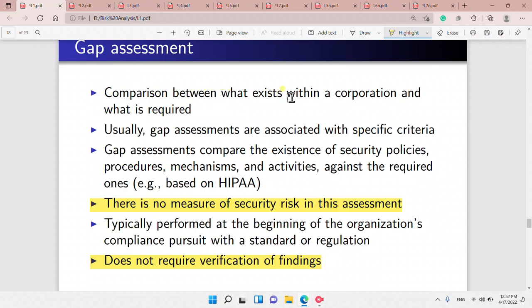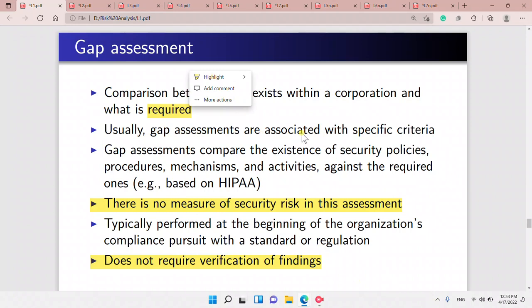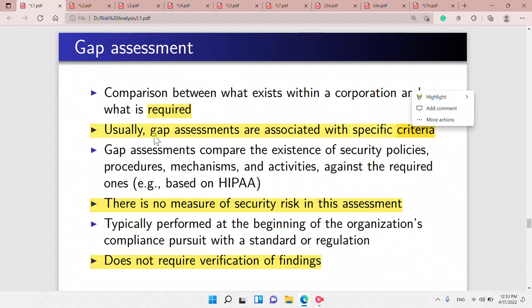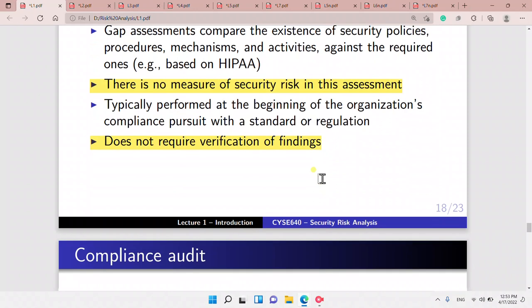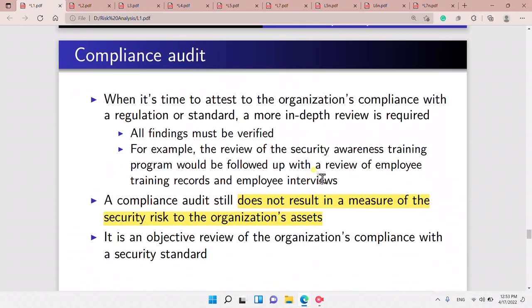So this is the same as the first. Again, the gap assessment is a comparison between what exists within a corporation and what is required. Usually gap assessments are associated with specific criteria, and they compare the existence of security policies, procedures, mechanisms, and activities against the required ones. There is no measure of security risk in this assessment. It is typically performed at the beginning of the organization's compliance pursuit with a standard or regulation and does not require verification of findings. So it has no verification of findings and no security risk assessment.